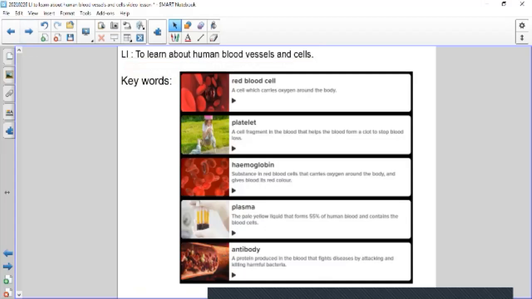Some key words we need to know when we're talking about human blood vessels and cells. We have the red blood cell, which is a cell which carries oxygen around the body and gets its colour from hemoglobin. The platelet, which is a cell fragment in the blood that helps the blood form a clot to stop blood loss when you cut or graze yourself. Hemoglobin, look at that spelling, it's very tricky. Say it after me, hemoglobin. This is a substance in red blood cells that carries the oxygen around the body and gives blood its red colour.